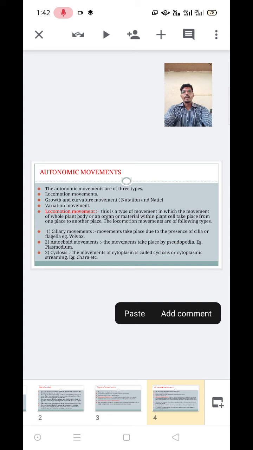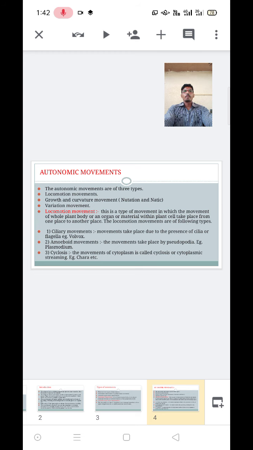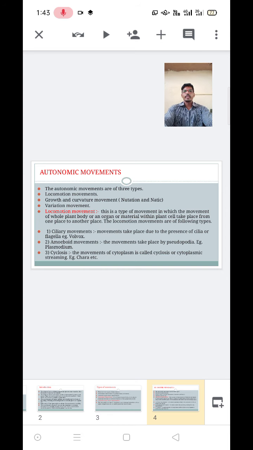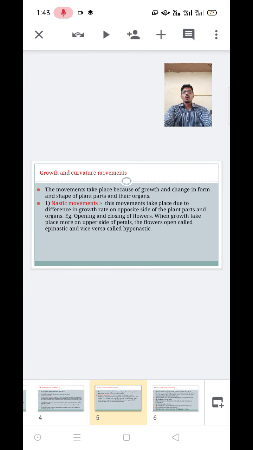These locomotion movements are of the following types: ciliary movements. Ciliary means what? The movement takes place due to the presence of cilia or flagella. Cilia or flagella are generally found in algae. The example is Volvox. Next one is amoeboid movements. The movement takes place by the pseudopodia. Example is Plasmodium. Cyclosis, the movement of the cytoplasm, is called cyclosis or cytoplasmic streaming. Example is Chara.